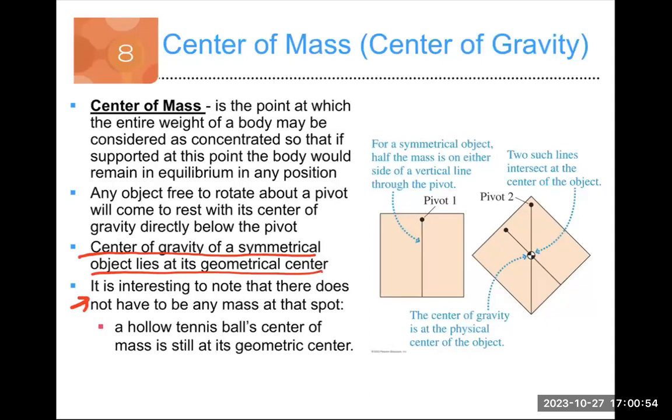You can see in this picture, we have two symmetrical objects. So the center of mass is going to be at the intersection of those two lines that cut it in half. It's that physical center of your object.